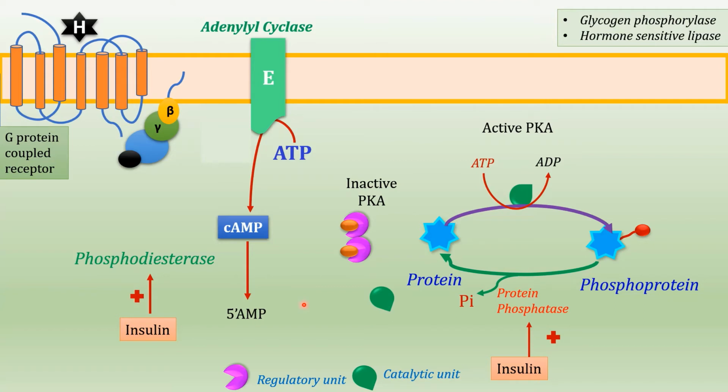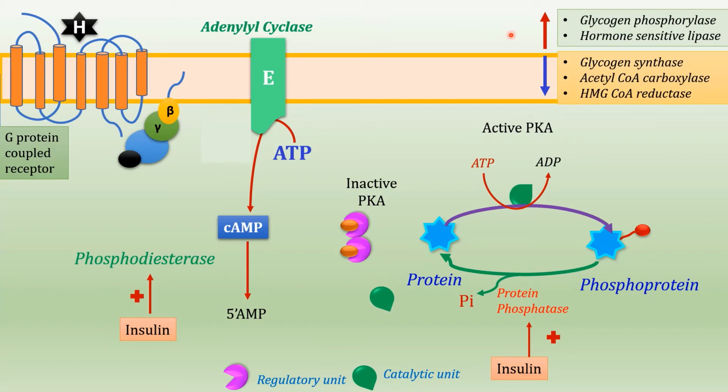The activity of the enzymes glycogen phosphorylase and hormone sensitive lipase is increased by glucagon and epinephrine. It means that these two enzymes are active in phosphorylated condition. Glycogen phosphorylase is an enzyme of glycogenolysis and hormone sensitive lipase is a key enzyme of lipolysis. So both these mechanisms, glycogenolysis and lipolysis, are activated by glucagon and epinephrine, and these two enzymes are active in the phosphorylated condition.